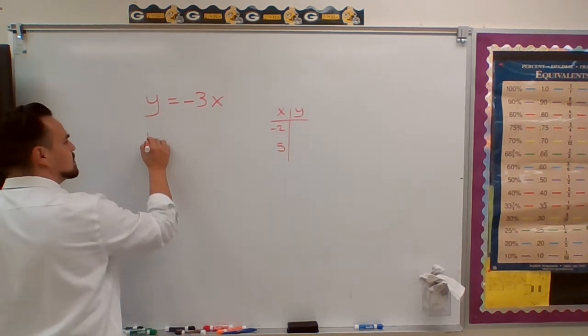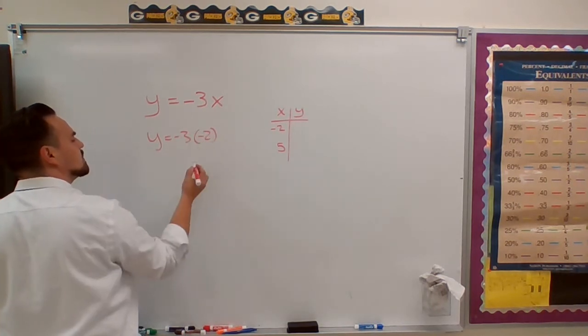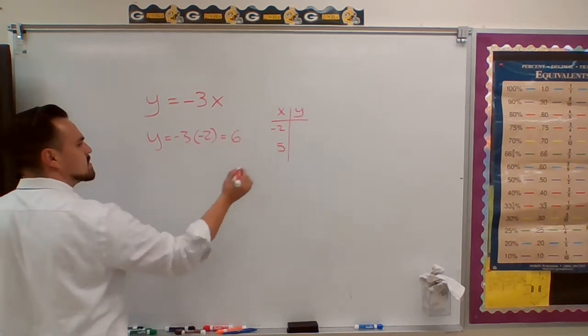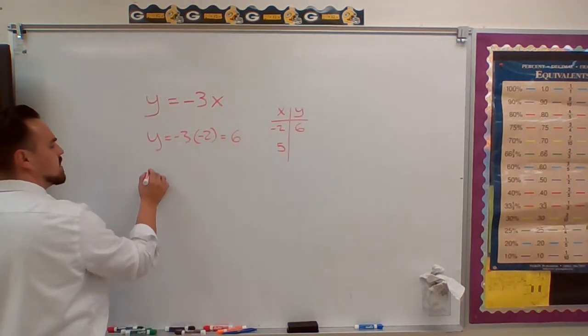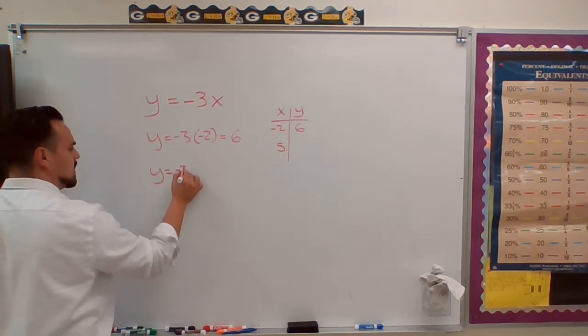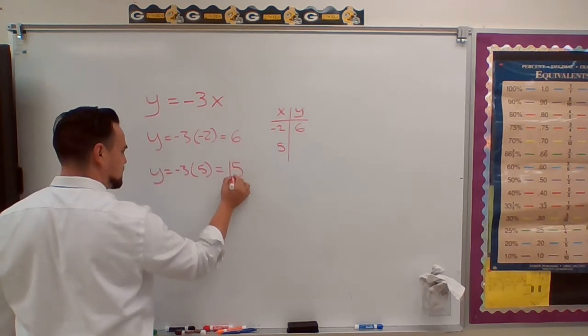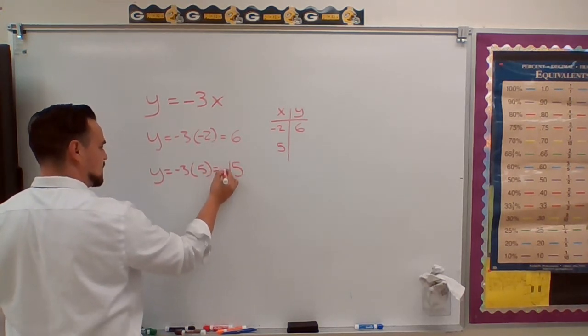When x is -2, y is going to equal -3 times -2. A negative times a negative is a positive, so I'll be left with 6. All right, when I plug in 5 for x, y is going to equal negative 3 times 5, or 15. Or sorry, negative times a positive is negative.